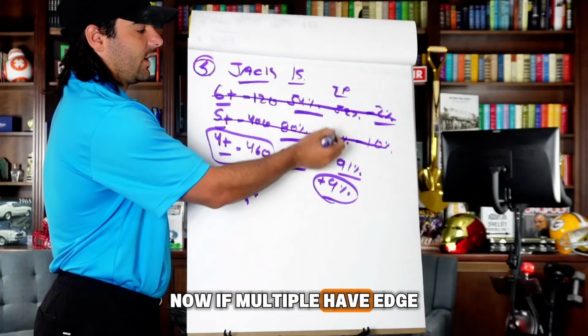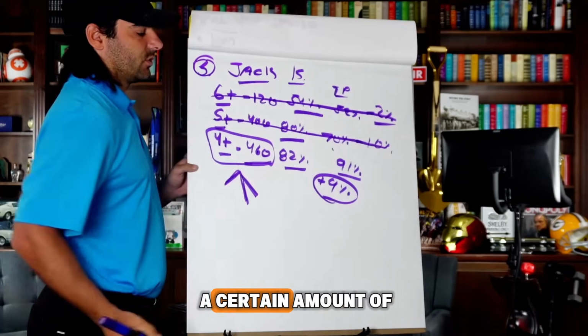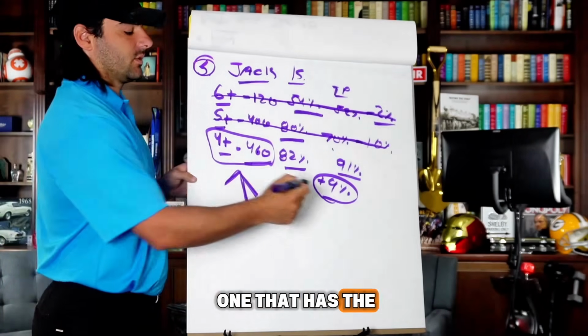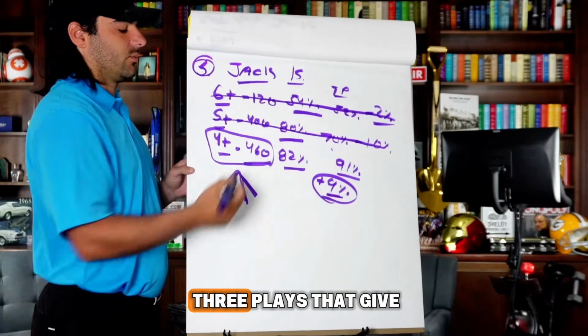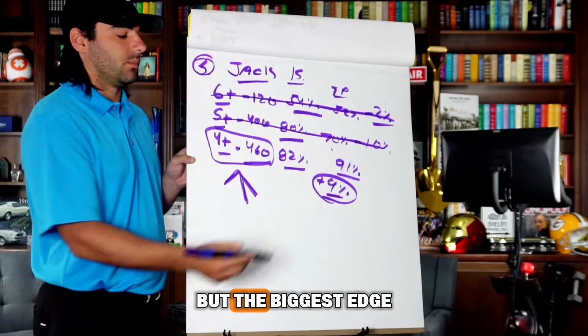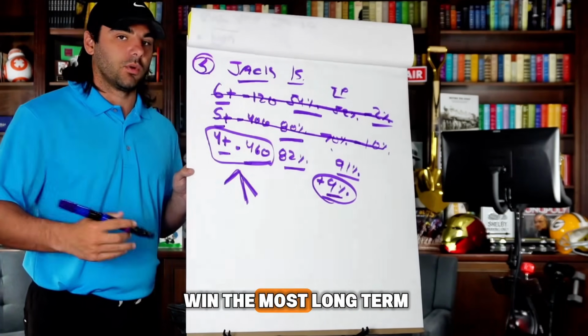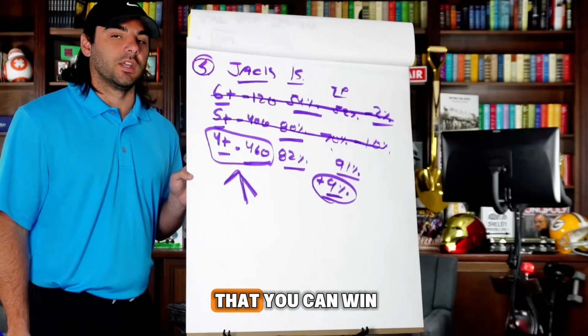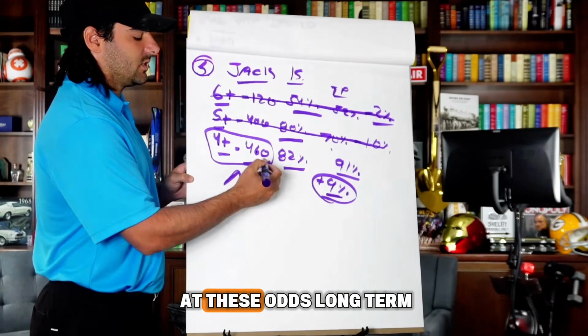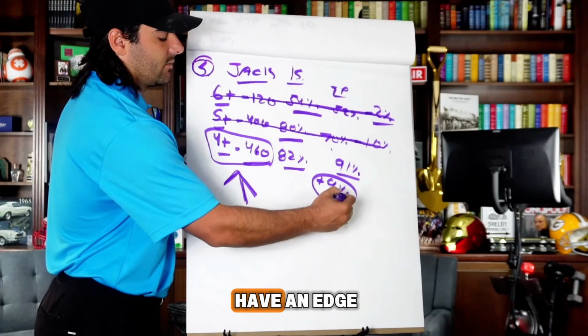Now, if multiple have edge, if they all have a certain amount of an edge, then you take the one that has the biggest edge, okay? Because sometimes that will happen. Sometimes you'll have all 3 plays that give you an edge. But the biggest edge is where you're going to win the most long term. And that's what this proves right here. This proves to you that you can win at these odds long term as long as you have an edge.